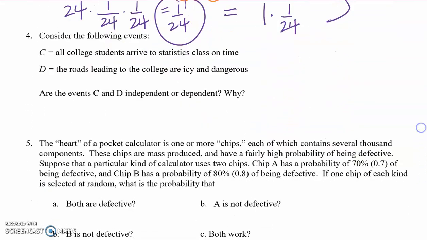Number 4, consider the following events. C, all college students arrive to statistics class on time. D, the roads leading to the college are icy and dangerous. Are the events C and D independent or dependent? I would say that they are dependent. Knowing that the roads are icy and dangerous is going to impact students arriving to class on time.